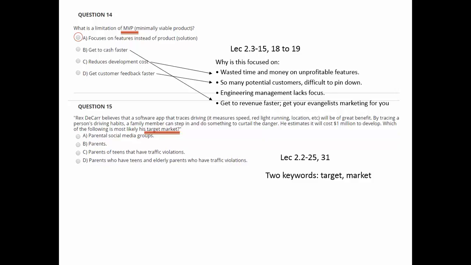Parents who have teens and elderly parents who have traffic violations, D. The subtlety in that question is it says teens and elderly parents. Are teens and elderly parents the same market and concern? Not necessarily. Elderly people and teens react in different ways. So that's the weakness of that. The market is not homogeneous, it's heterogeneous. And so what it comes down to is the answer is C, parents of teens that have traffic violations, because this is about curtailing the danger. So if your kid never gets into trouble, then what danger are you curtailing?